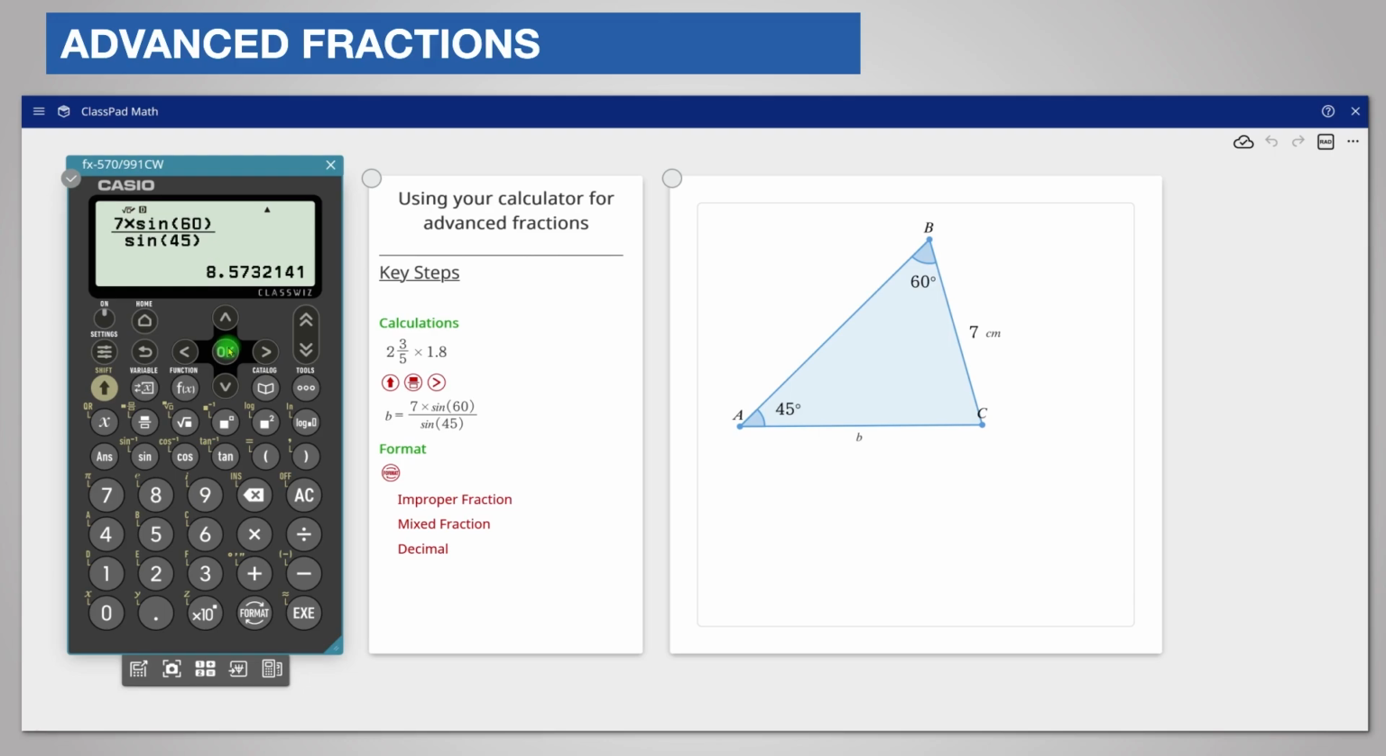I think it's a good idea to practice using the fraction templates and also to practice converting the answer between different forms, including decimals. A top tip is to make sure that you are careful with the use of brackets when appropriate.